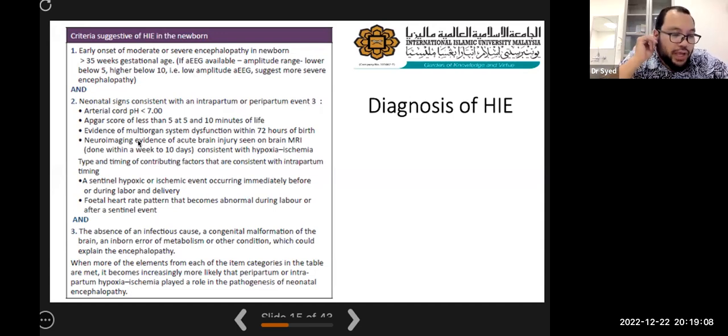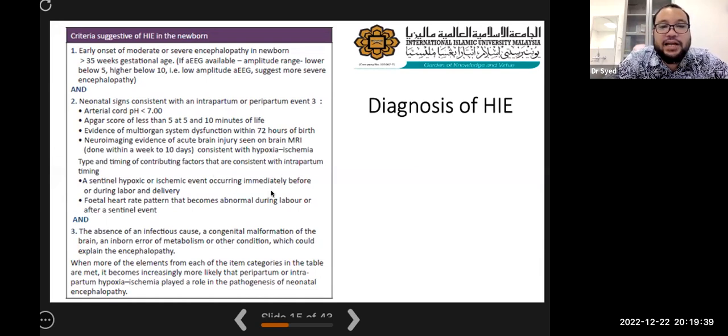Maknanya if you do cardiac enzyme, for example, you see elevated CK. If you do liver function, you see deranged transaminases. If you do renal profile, you see deranged urea, creatinine, and so on and so forth. So there are signs suggestive of multi-organ system dysfunction because of the hypoxic and ischemic insult. If you do neuroimaging, you will see signs, evidence of acute brain injury.